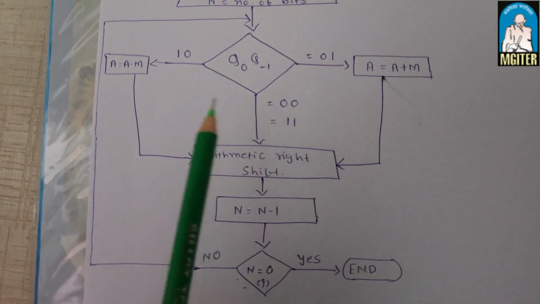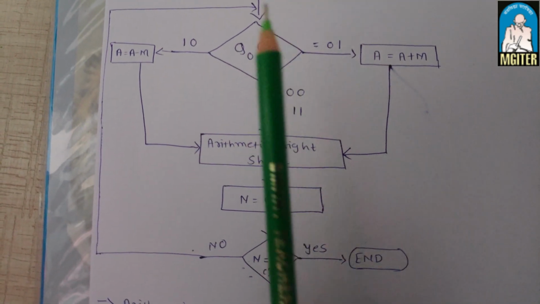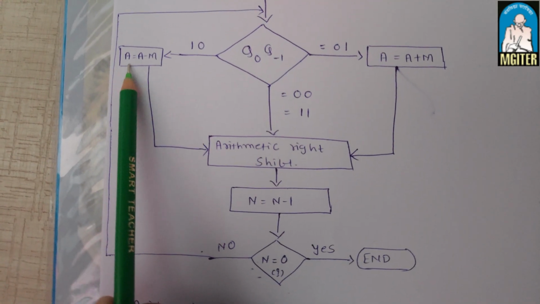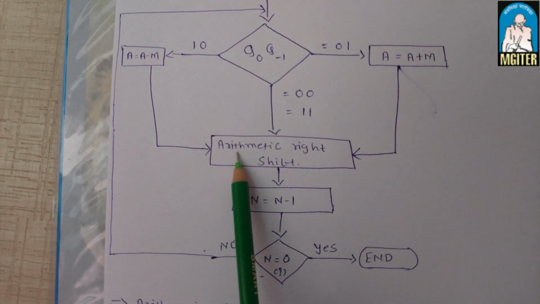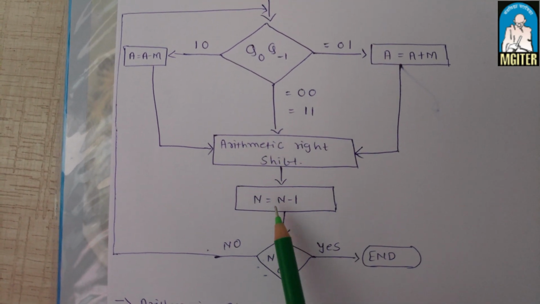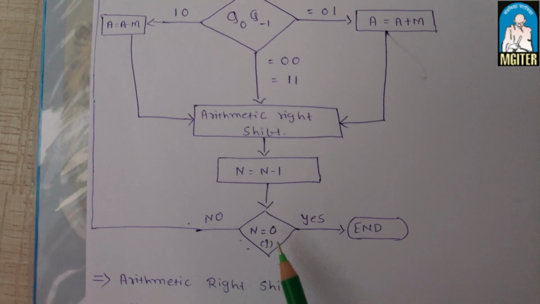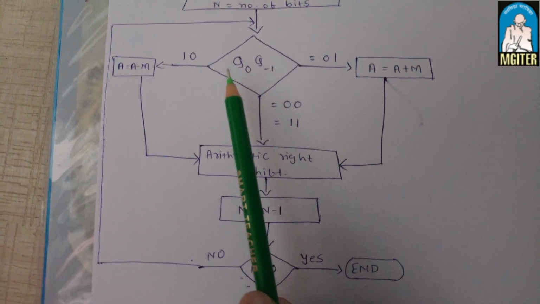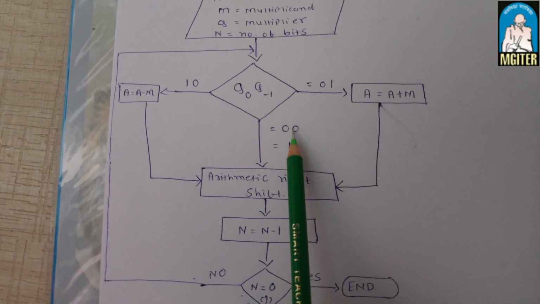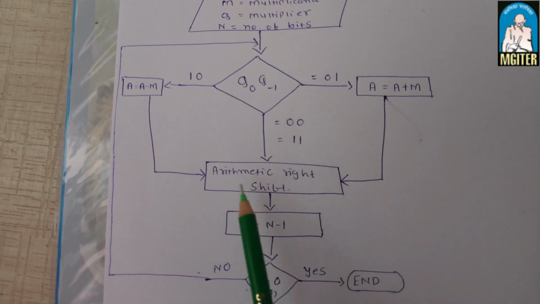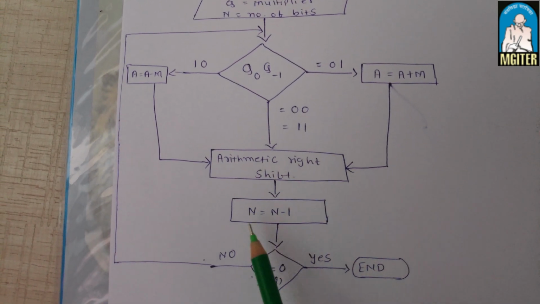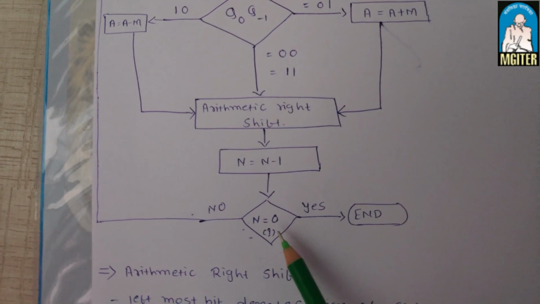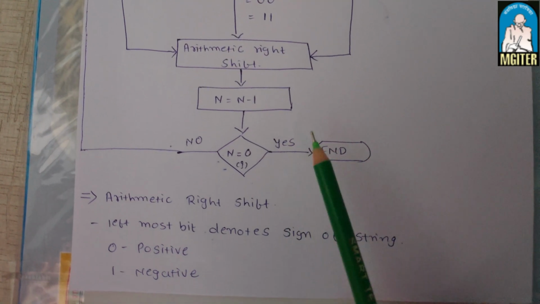and again we have to apply the whole procedure. After that, if our value is 1 0, then we have to perform A is equal to A minus M. After that we have to perform arithmetic right shift, then N is equal to N minus 1. If N is equal to 0, then we have to end the algorithm. If the value of Q0 and Q minus 1 is 0 0 or 1 1, then directly we have to perform arithmetic right shift, then N is equal to N minus 1, and again we have to check if N is equal to 0, and if we get N is equal to 0, then end the algorithm.